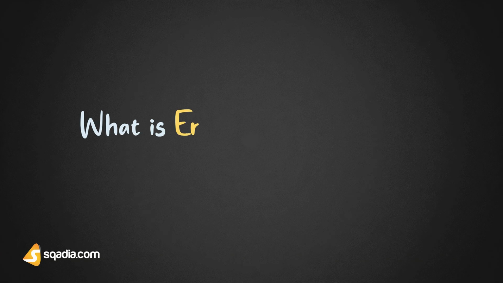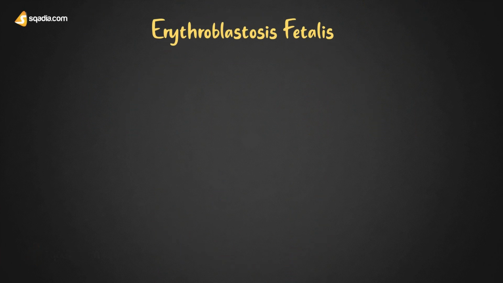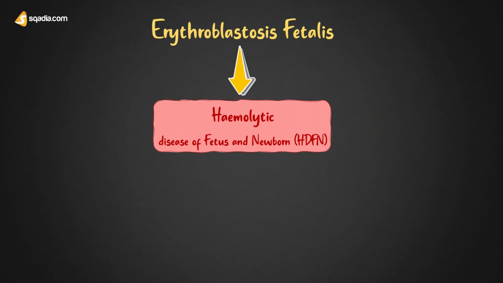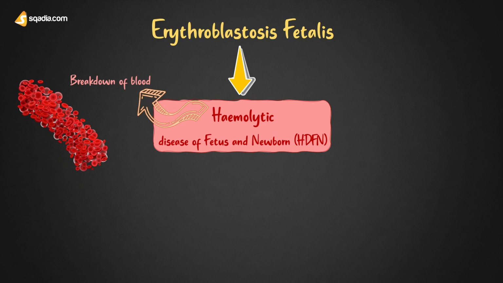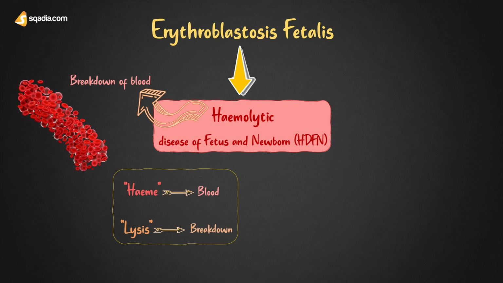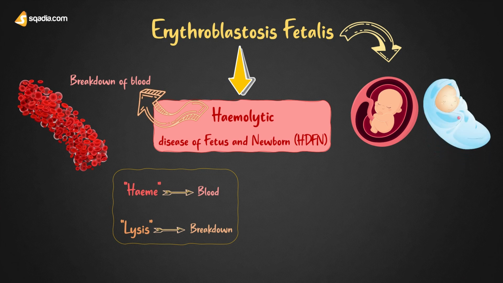So let's answer, what is Erythroblastosis Fetalis? Erythroblastosis Fetalis is another name for hemolytic disease of fetus and newborn, HDFN. As we said, hemolytic means in this disease there occurs abnormal lysis of the blood, as heme for blood and lysis for breakdown. So we can conclude that Erythroblastosis Fetalis is a disease in a fetus or newborn, characterized by abnormal lysis of red blood cells.